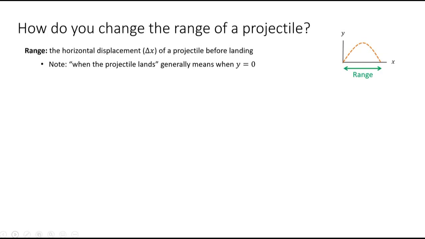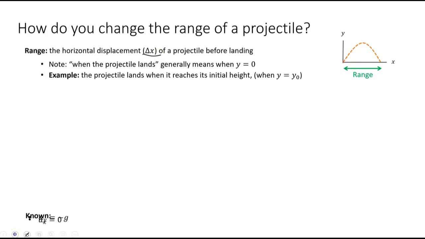And so we're going to do that for a very specific example. Our example is a projectile that's launched with a speed v0 at an angle theta naught. And specifically, we're going to be thinking about a projectile that lands when it reaches its initial height. So in other words, it's launched from the ground and it lands at the ground, just like the little figure that I have drawn up here. In other words, we could say y is equal to y naught. Okay, and so for this example, our goal is going to be to find delta x, or in other words, the range. And so to do that, let's start by listing out our knowns.